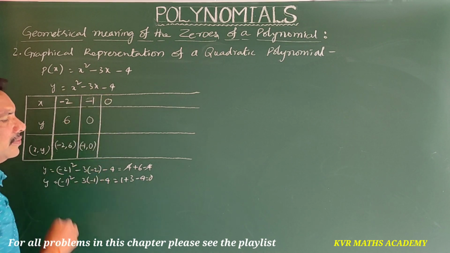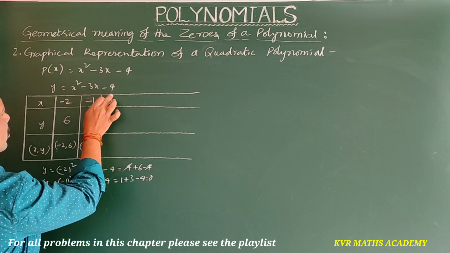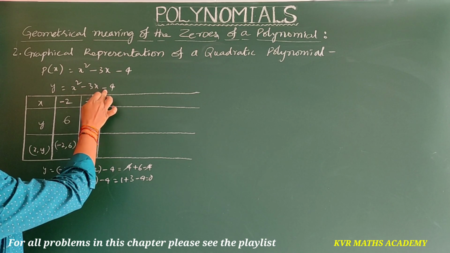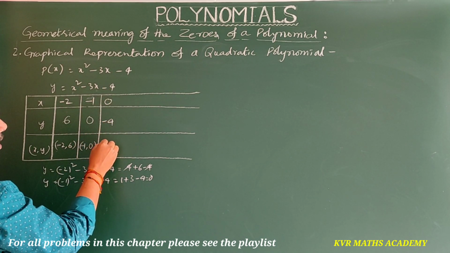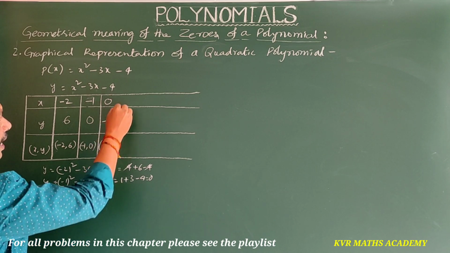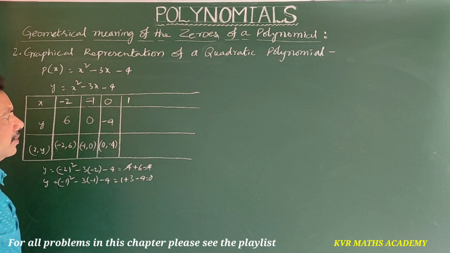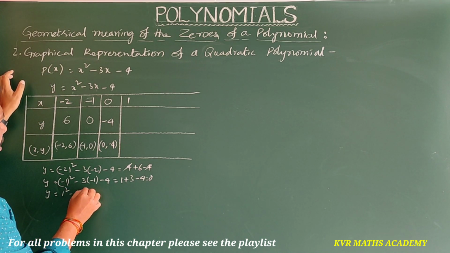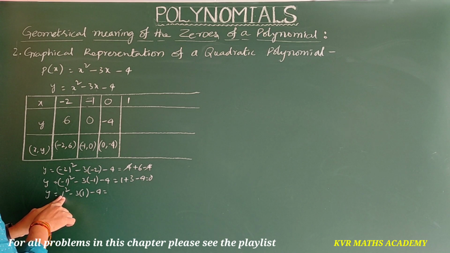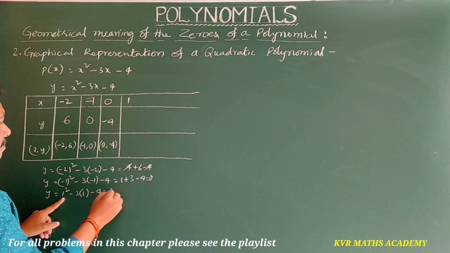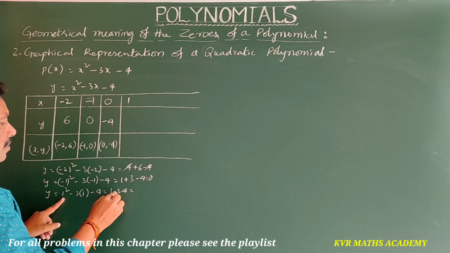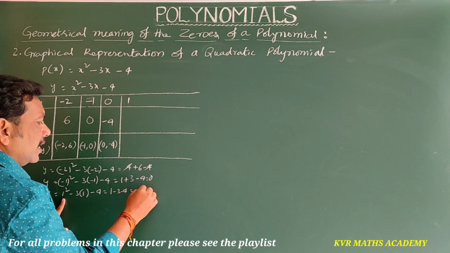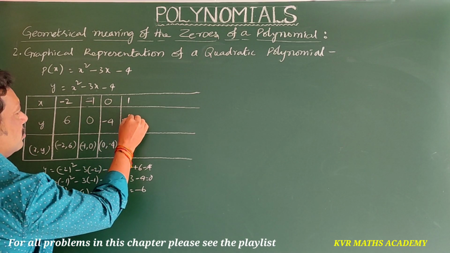Next take 0. Substitute here 0 square, 0 minus 3 into 0, minus 4. 0 minus 4 is minus 4. Here the x coordinate is 0 and my y coordinate is minus 4. Let us take 1. Now substitute here y is equal to 1 square minus 3 into 1 minus 4. That is 1 square means 1, minus 3 minus 4. Minus 3 minus 4 is how much? Minus 7. 1 minus 7 is minus 6. So here this will be minus 6.